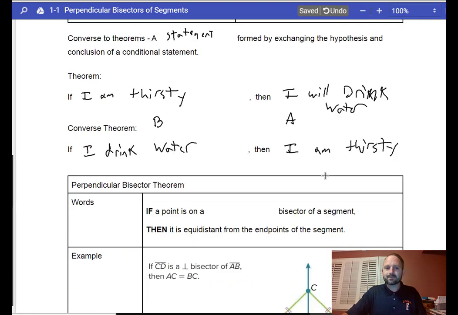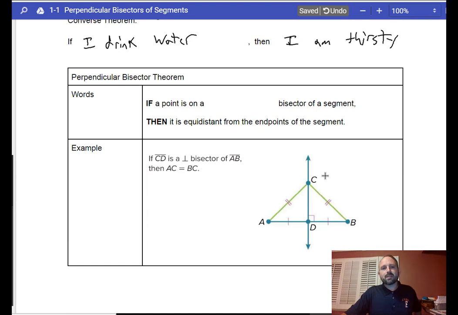Let's go on. So let's talk about the perpendicular bisector theorem. So if a point is on a perpendicular bisector of a segment, then it is equidistant from the endpoints of the segment. Okay, well, what does that mean? Well, that means any point along this line right here is going to be equal in distance. So let's add this point E right here.